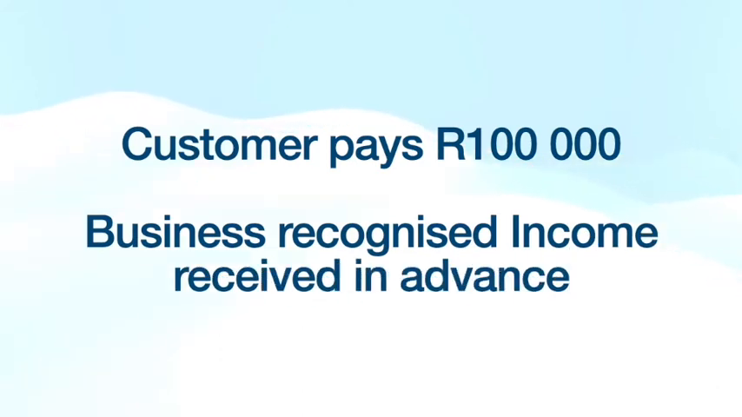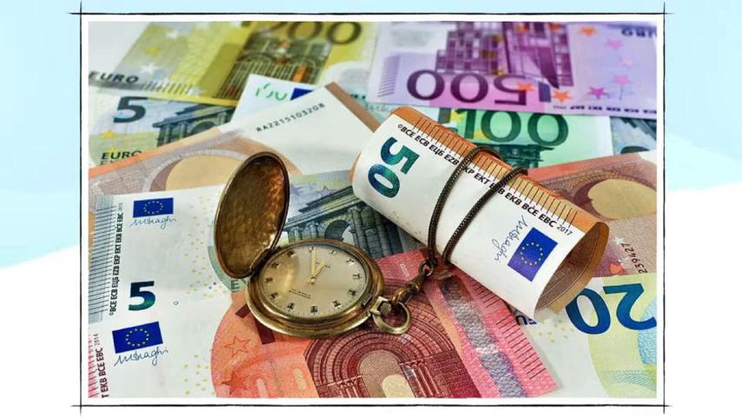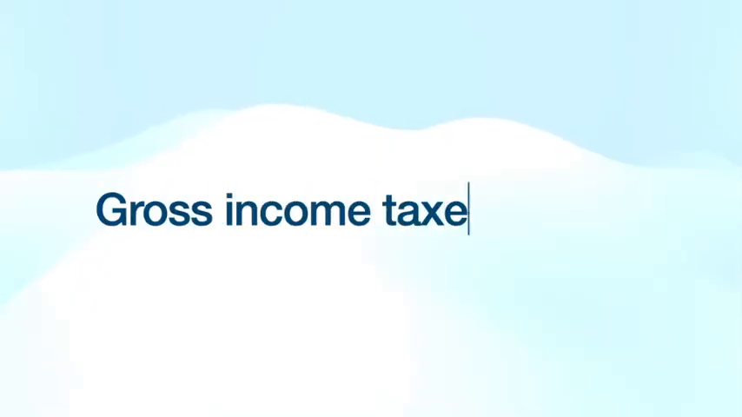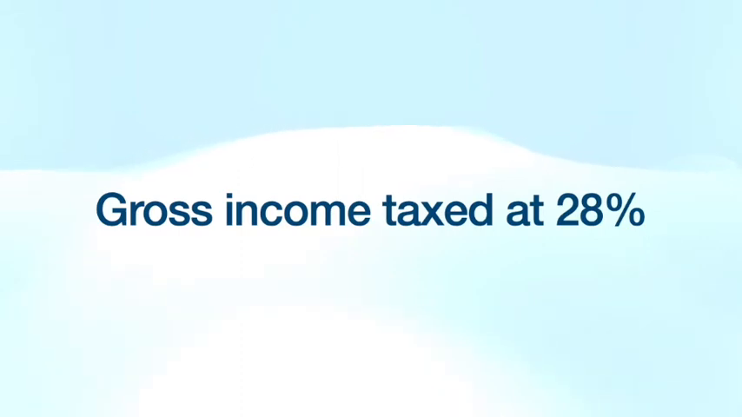Imagine that a customer pays a business 100,000 rand in advance for services to be rendered in the following year. The business would recognize income received in advance in year 1 because the business has not provided the customer with any services yet. In year 2, the business would recognize the revenue when the services are performed. But what happens to the tax on this transaction? Is the business able then to recognize tax if and when it sees fit? No. Firstly, the income received from the customer would be included in the gross income of the business, and it will be taxed at the prevailing company tax rate.